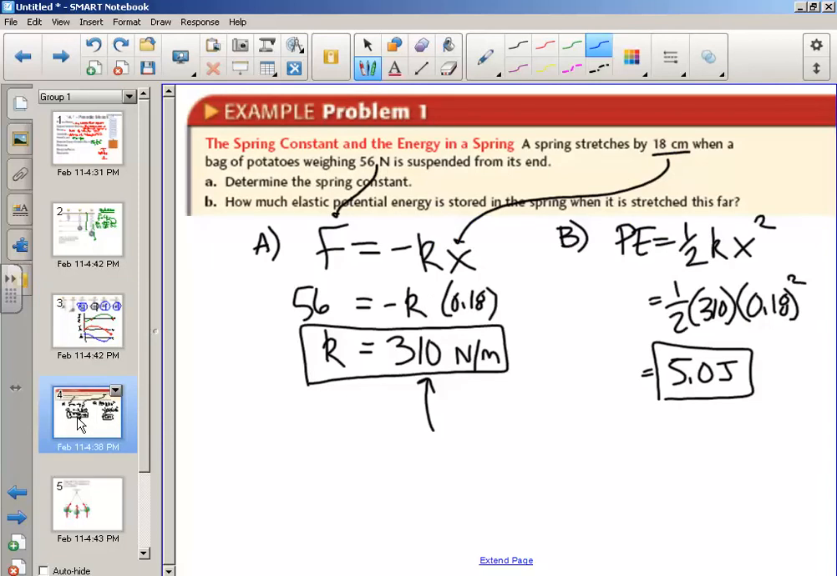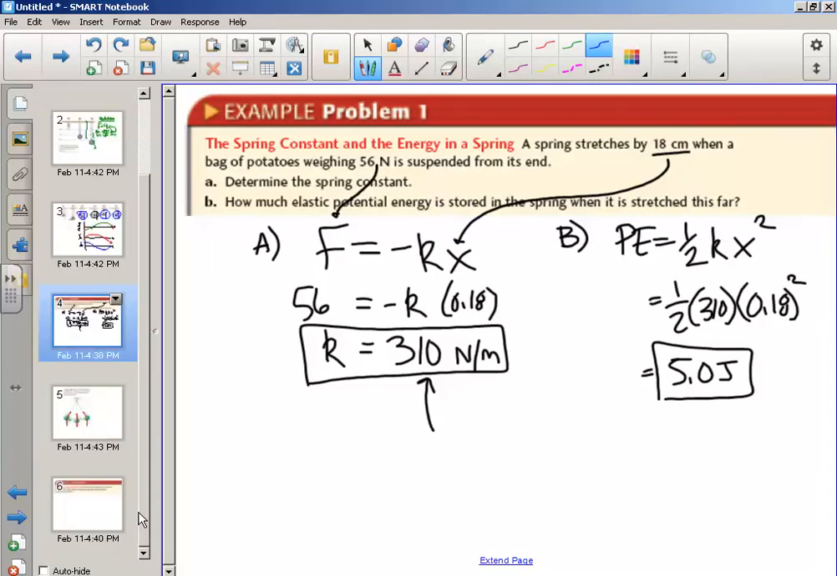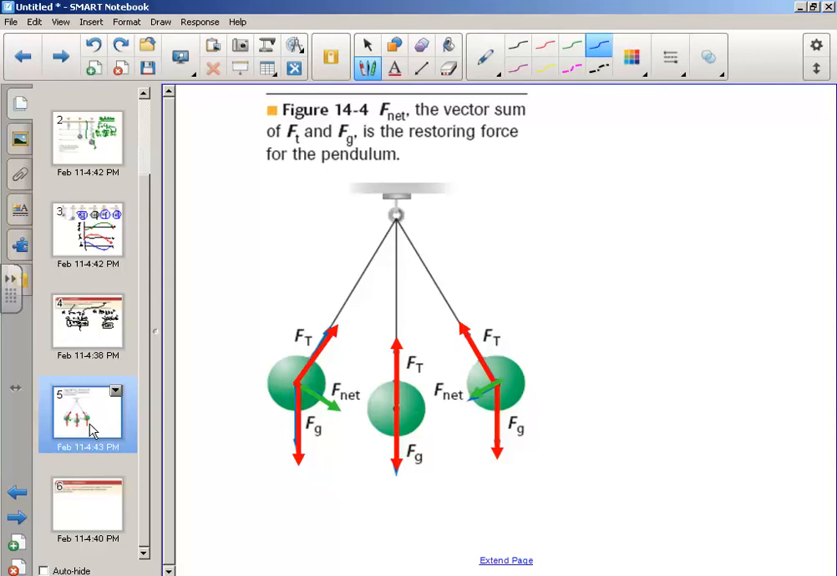Now let's talk about pendulums for a second. A pendulum is just a ball swinging back and forth on a string. Now, the forces that are at work here, no matter where this ball is, you've got gravity pulling it down, and you've got the tension on the string. Now remember, we always add vectors tip to tail. So the net force is this vector right here. That's why the ball wants to gravitate to the center. It wants to end up right there because of that net force.